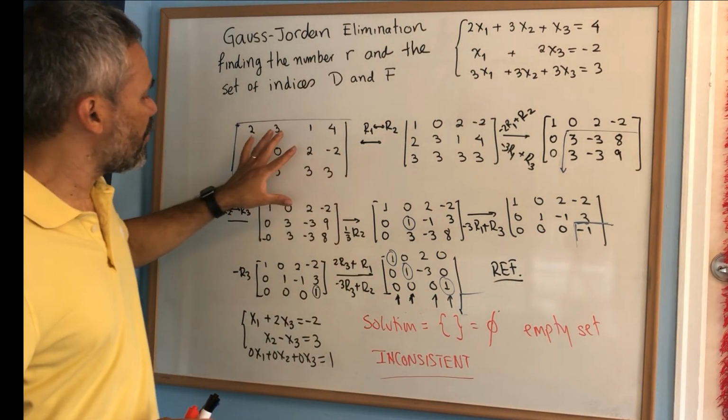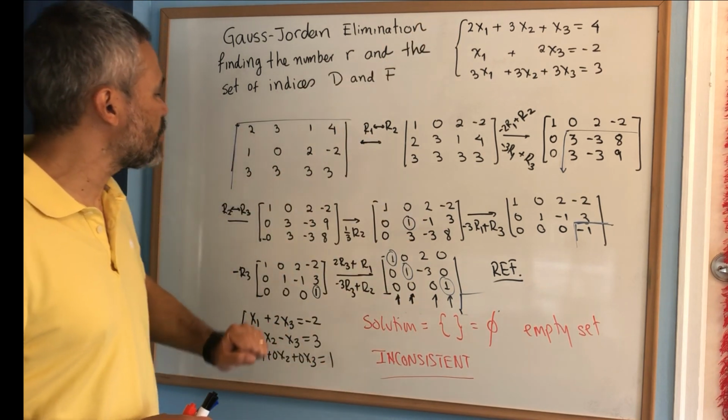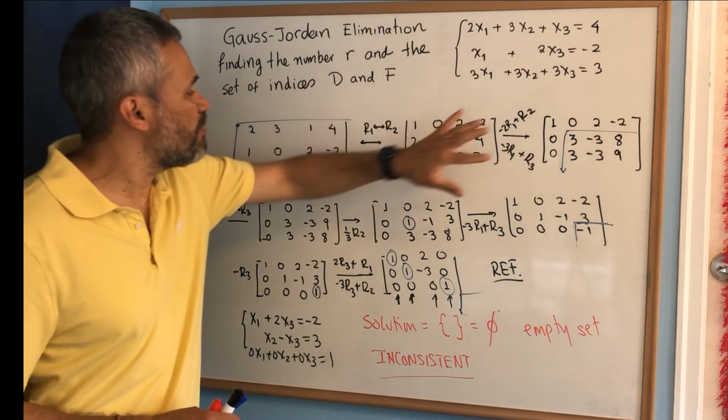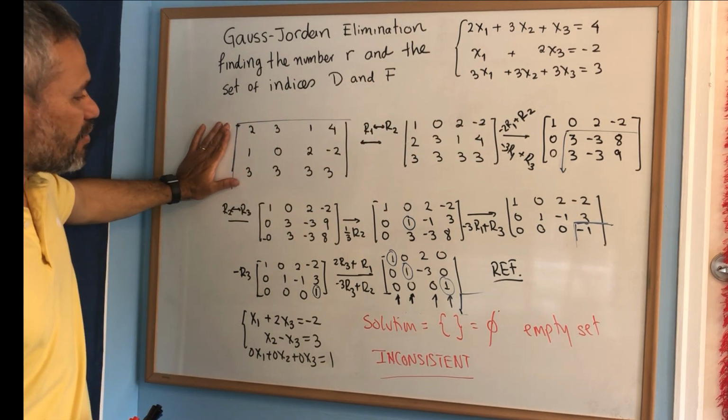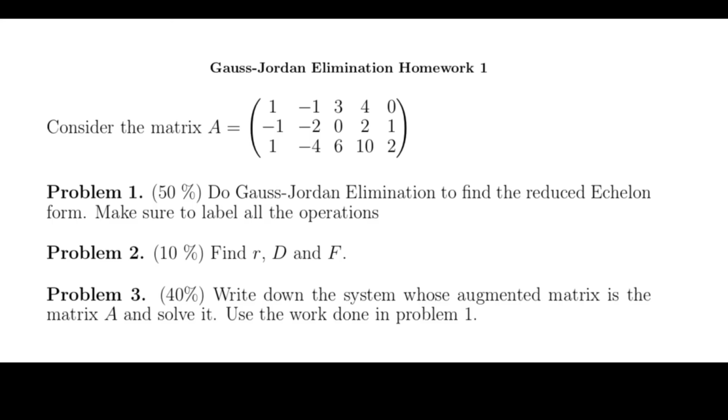Okay, in this example, this system ended up being inconsistent with no solution. And if we are only worried about matrices, the reduced echelon form of this matrix is this one. Please do this homework.